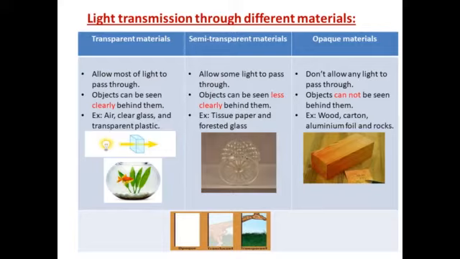To summarize the three classes of materials, let's look at the following figure, which represents the three types of materials and a giraffe behind them. In case of transparent materials, we can see a part of the giraffe clearly, while in case of translucent or semi-transparent, you can see a part of the giraffe less clearly, while in case of opaque material, you cannot see any part of the giraffe because it never allows any light to transmit through it.